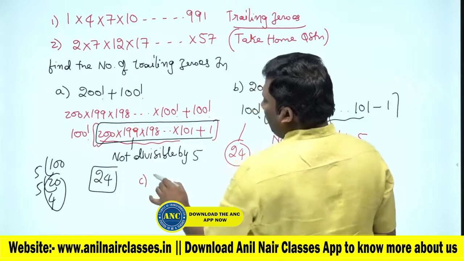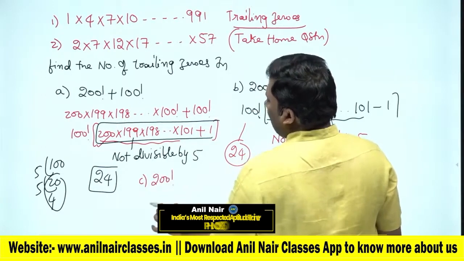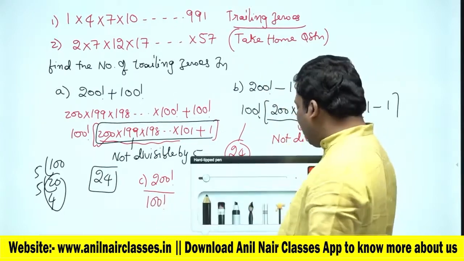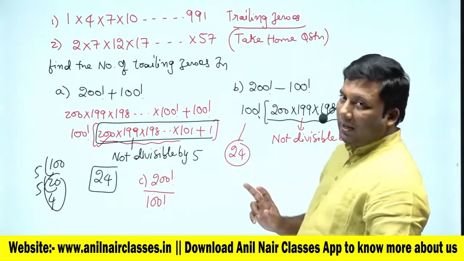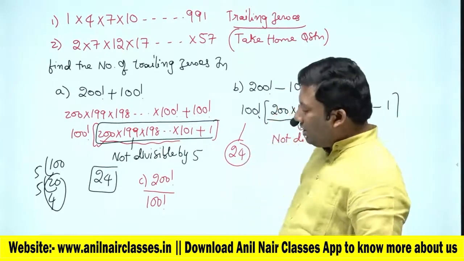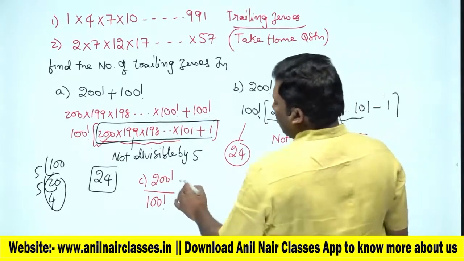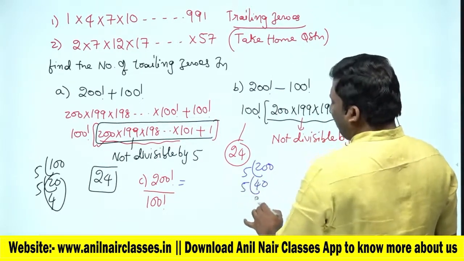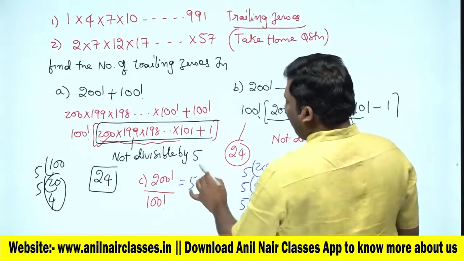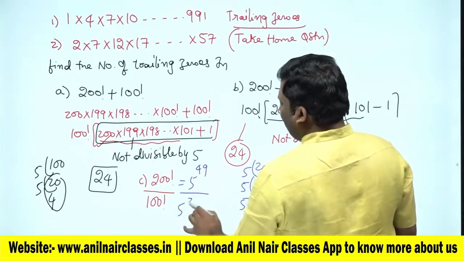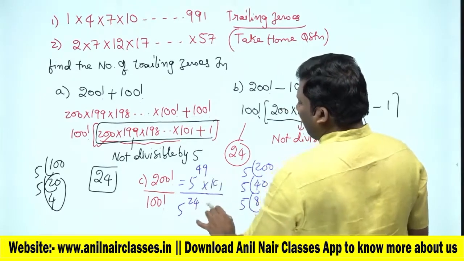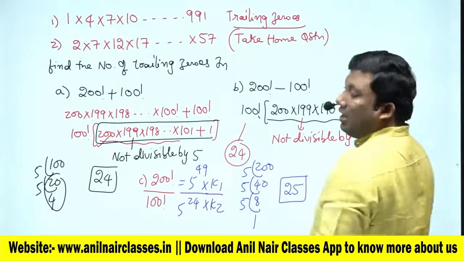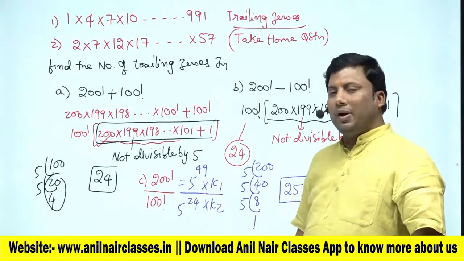Third question, 200 factorial divided by 100 factorial. For factorial based problems, the number of trailing zeros is based on the highest power of 5. For 200, it will be 40 fives, 8 fives, 1 five, so I get 5 power 49 here. It is 5 power 24 into k1 by k2. 49 minus 24. How many zeros will be there at the end for 200 factorial by 100 factorial?